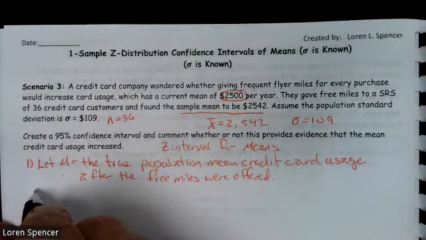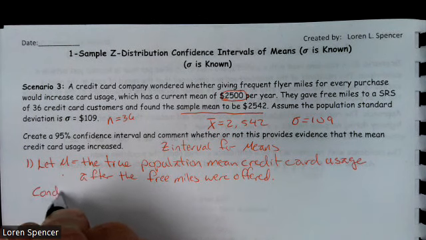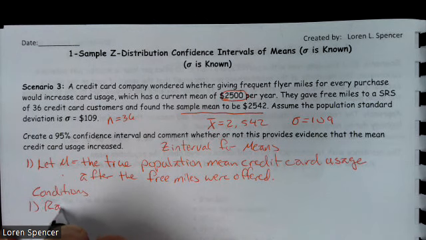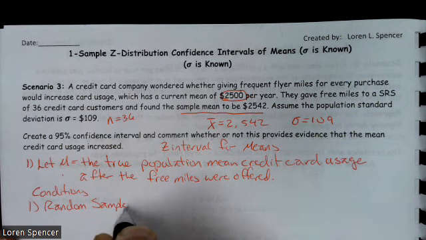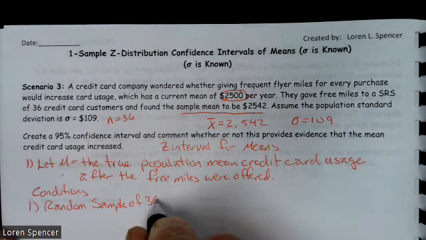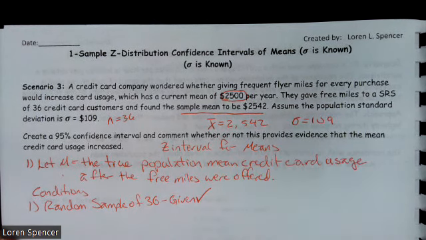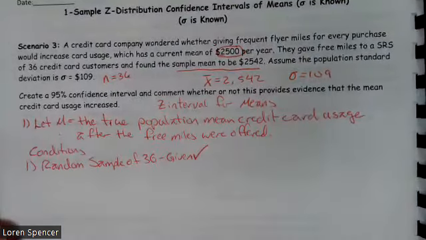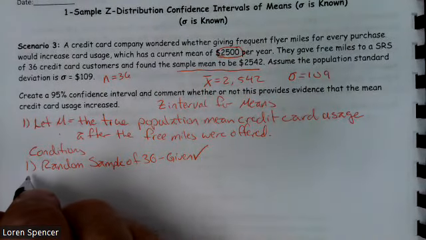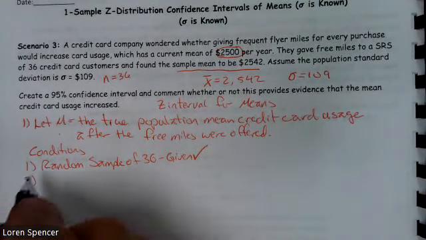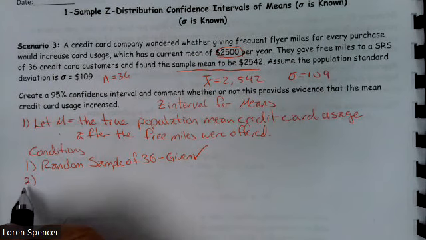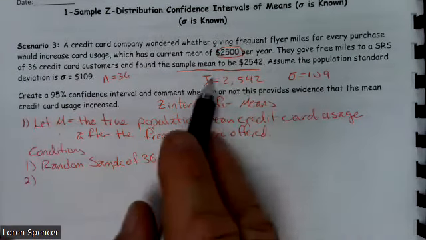The next thing we need to do is our conditions. Well, our first condition is random sample. In this case, we have a random sample of 36, and that was given. So we'll go ahead and put a check mark by it. They told us that. The next thing we need to check is whether or not the N is less than 10% condition. So we're going to do that fairly quickly here.